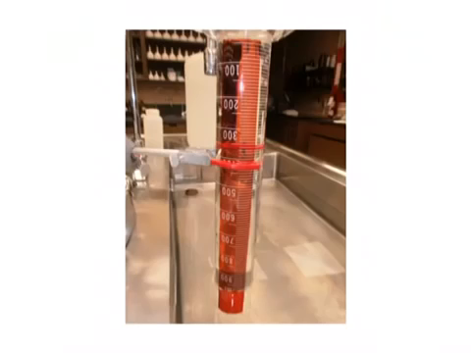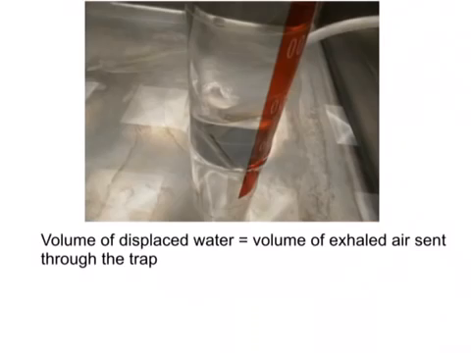In order to measure the volume of the exhaled air that is sent through the calcium hydroxide trap, we direct the exhaled air coming from the trap into a graduated cylinder. The cylinder is filled with water, inverted and immersed in a sink so that we can displace the water inside. The volume of the displaced water in that cylinder is then equal to the exhaled air that was sent through the trap. So with the help of the graduated cylinder, we can determine how much total exhaled air we have sent through the trap.